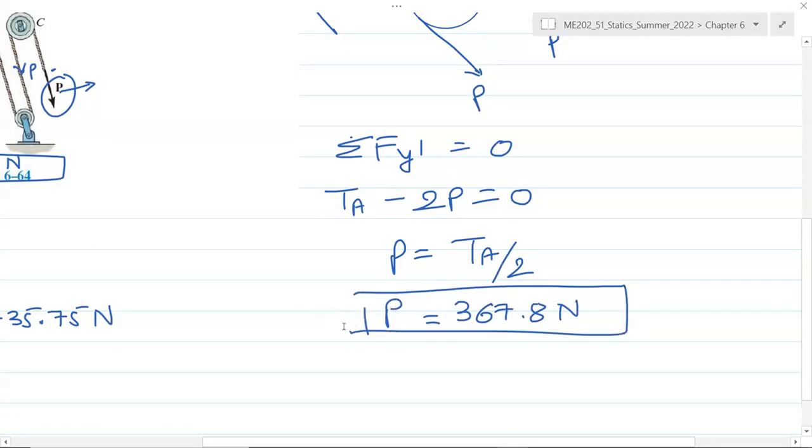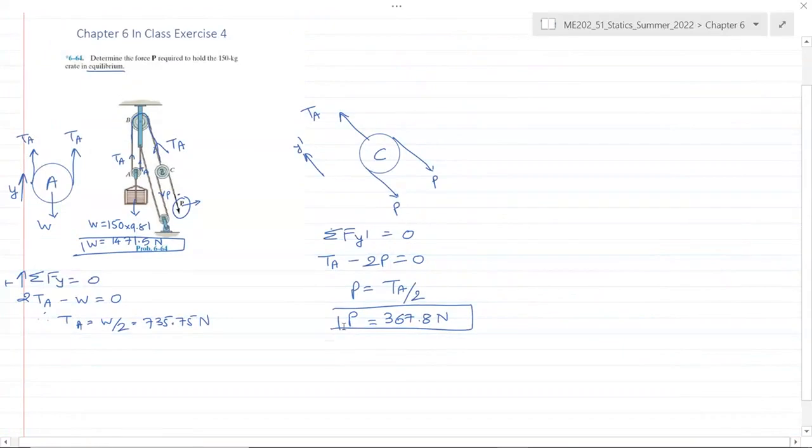Okay, so let's look at the entire solution one more time. The 150 kilogram crate is being supported by two cables, so each one of them supports half of the weight, so that's 735, which in turn is being supported by two cables, so each one of them carries half of TA, which is 367.8 newtons. So we need to apply 1/4 of the weight of the crate to keep the system in equilibrium.